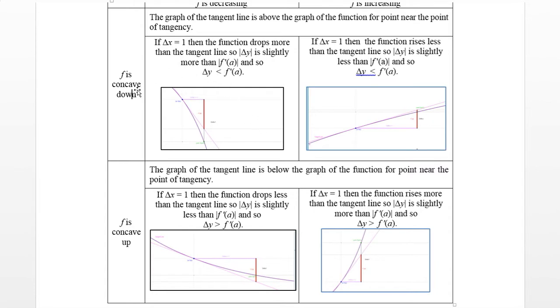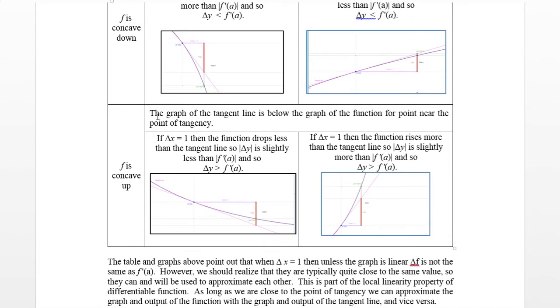Here, if f is concave down, we found that the change in y was less than the derivative. Be a little bit careful on the negative side, though, to think about what that means. A smaller number here for the change actually means a larger actual amount of change when you're thinking in terms of absolute value change.